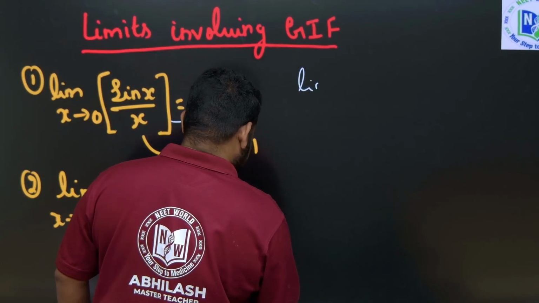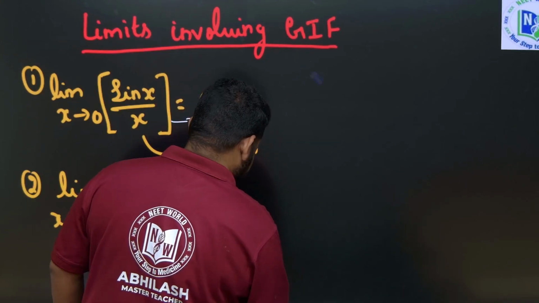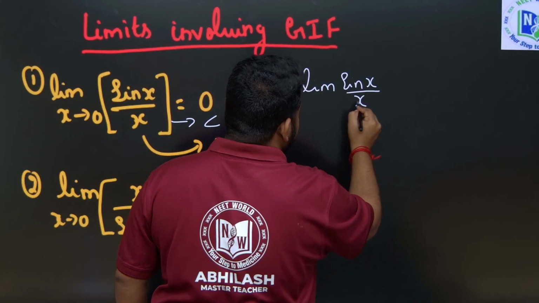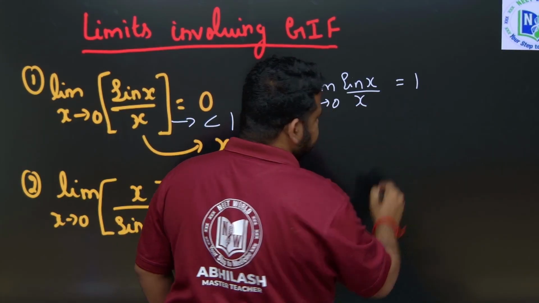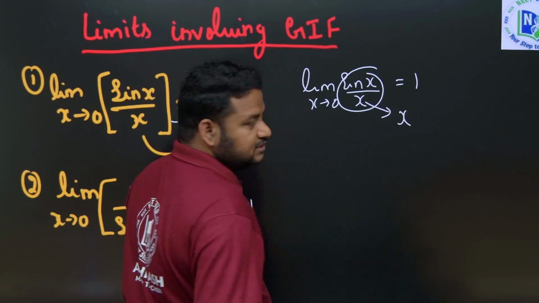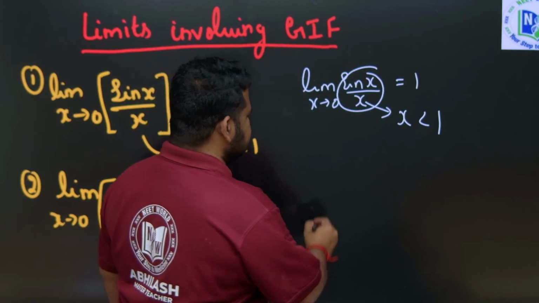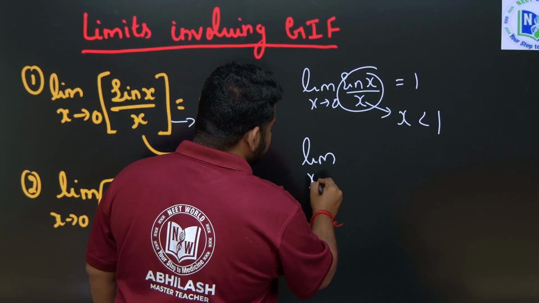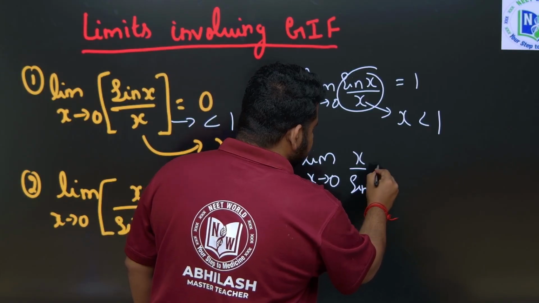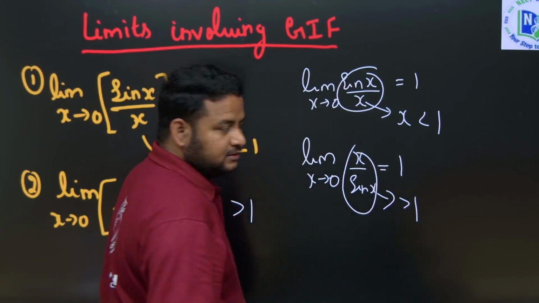See here, forget about GIF for now. Focus only on the properties I told you. In one of the earlier classes, I told you limit of sin x by x as x tends to 0 is equal to 1. Correct? But in actual terms this whole value is less than 1. Similarly, limit as x tends to 0 of x by sin x is equal to 1, but in actual terms this whole value is greater than 1.